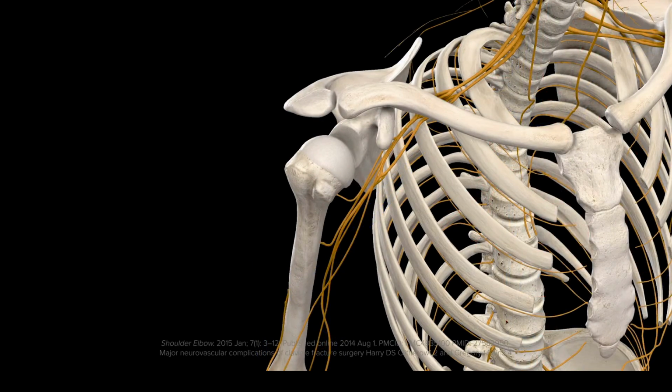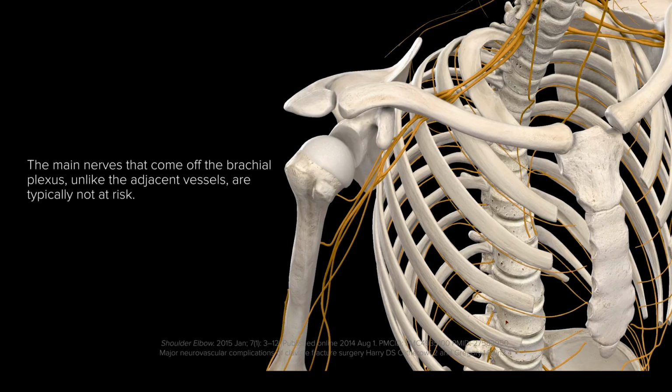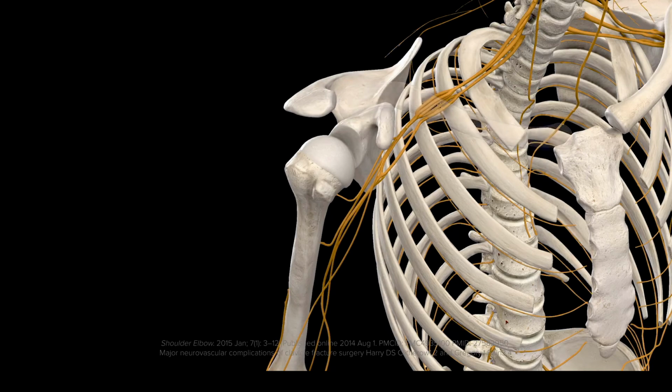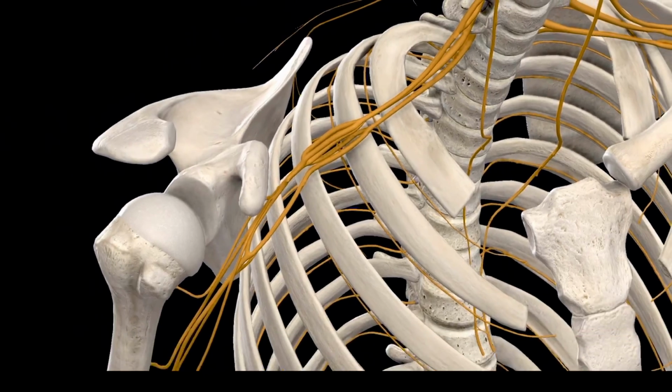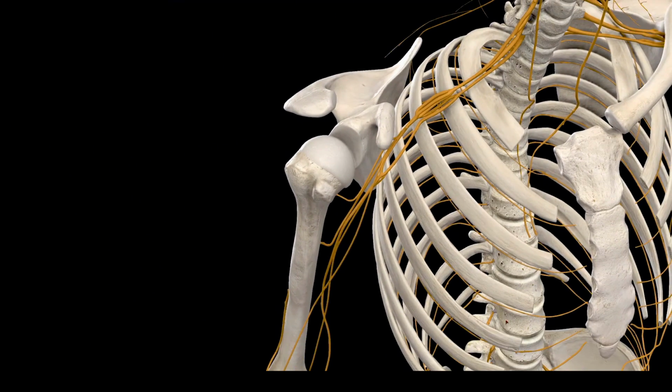There are obviously many nerves in the vicinity of the clavicle. Regarding clavicle fracture and AC joint reconstruction, the main nerves that come off the brachial plexus, unlike the adjacent vessels, are typically not at risk. There have been cases of brachial plexus injury, typically due to the sequela of the injury, but injury to the nerves due to the trauma is an exception. At its closest point to the clavicle, the brachial plexus is approximately 12 millimeters from the bone. This point is just over half the length of the clavicle away from the sternoclavicular joint.